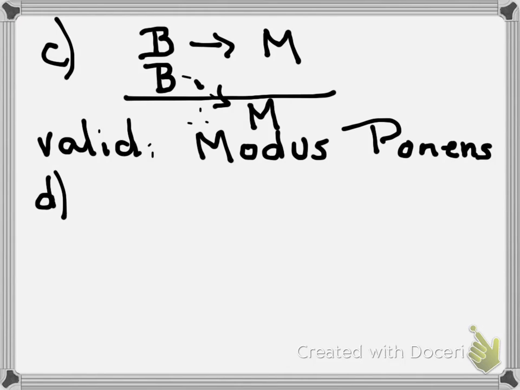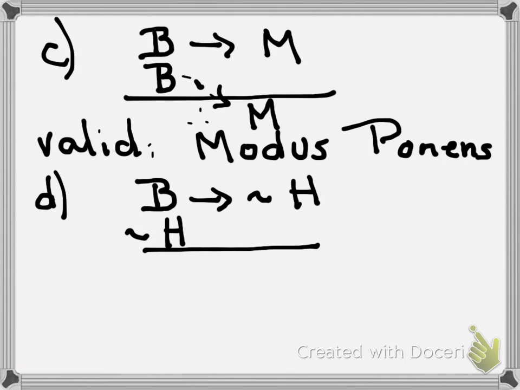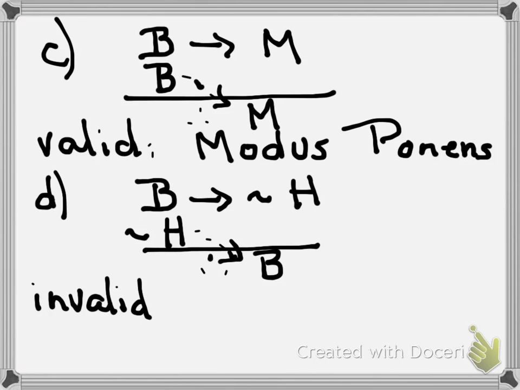Part D. If you are too busy to have fun, then you will not be happy. You are not happy. Therefore, you're too busy to have fun. And notice that this is the converse of the original. It changes the hypothesis and conclusion. This is an invalid argument. The converse is not logically equivalent to the conditional. So this is the converse error.